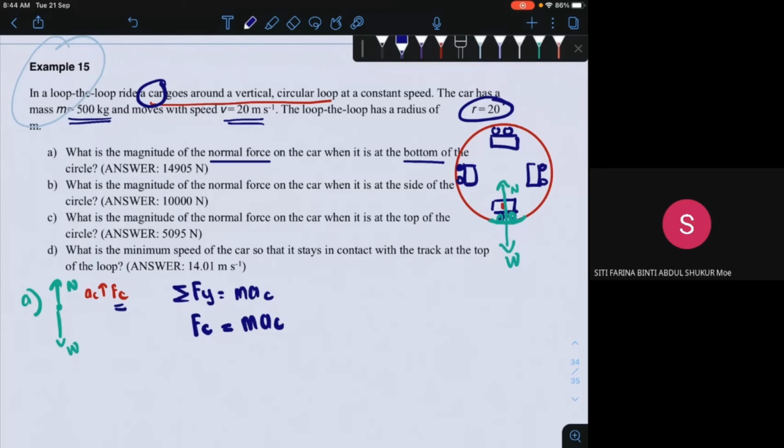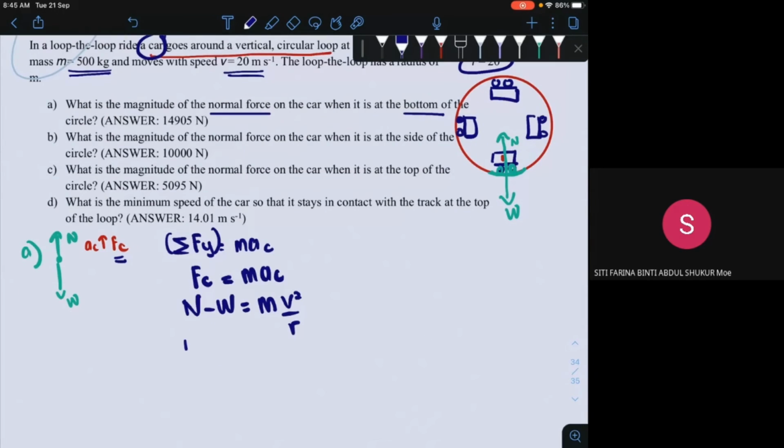FC kamu dekat sini adalah the forces that contribute to centripetal force. Okay, bukan normal sahaja yang contribute to that centripetal force. You have to overcome this weight baru kamu boleh buat that circle. If you did not overcome this weight, awak tak boleh buat that particular circle. So you have to consider all the forces along Y component, iaitu N ke atas positif campur dengan W ke bawah negatif, so N minus W is equals to M AC. AC tak tahu nilai, kembangkan dia V square over R.